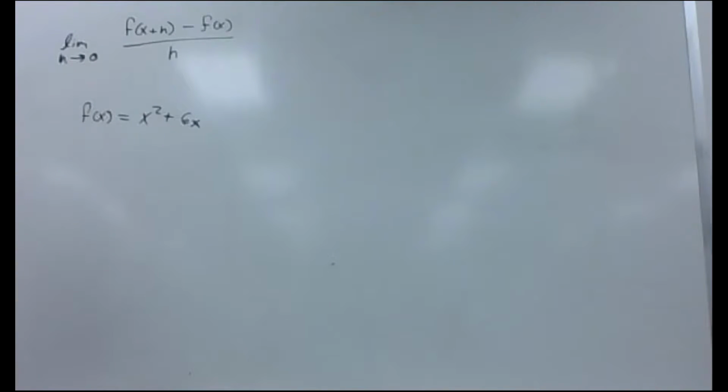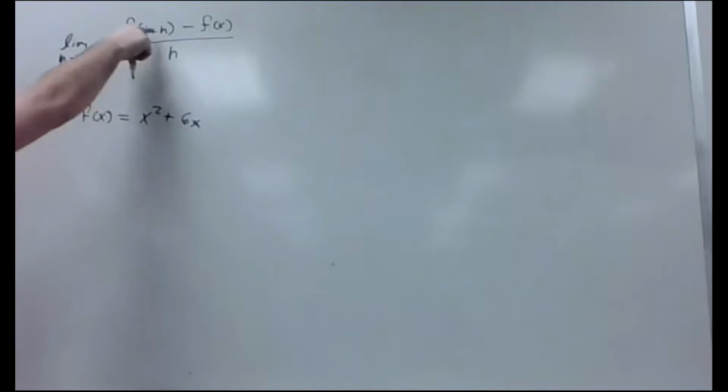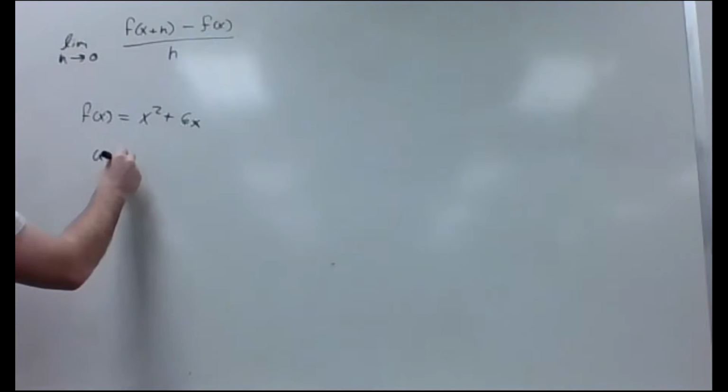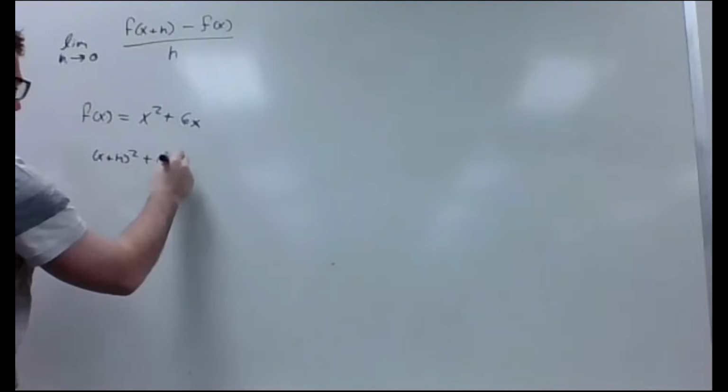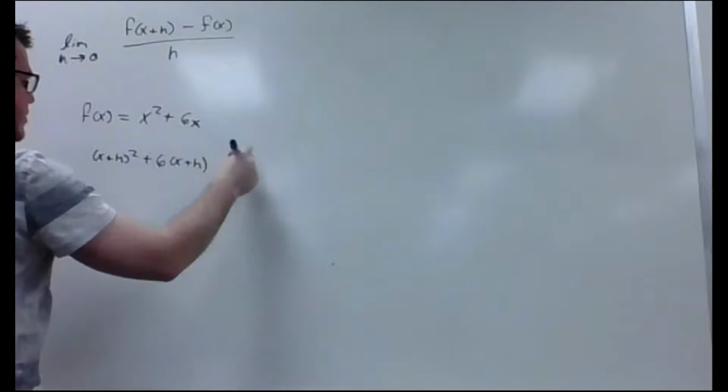We could find the difference quotient and take the limit as h approaches 0, right? So we're just going to take this function and plug in x plus h for every instance of x. So we're going to have x plus h squared plus 6 times x plus h. And then we're going to subtract our original function.